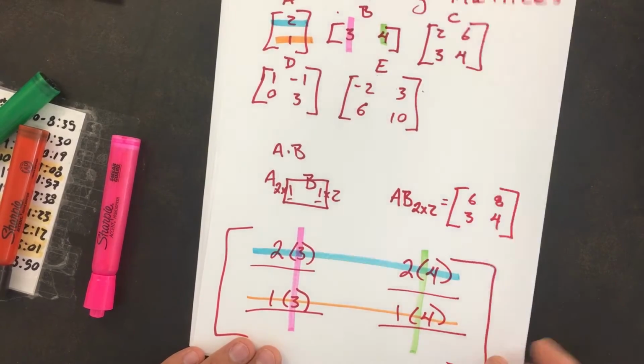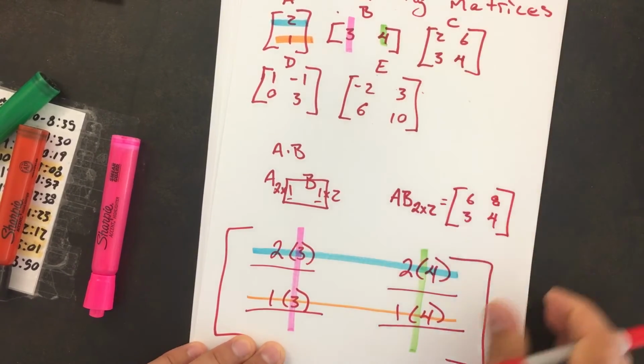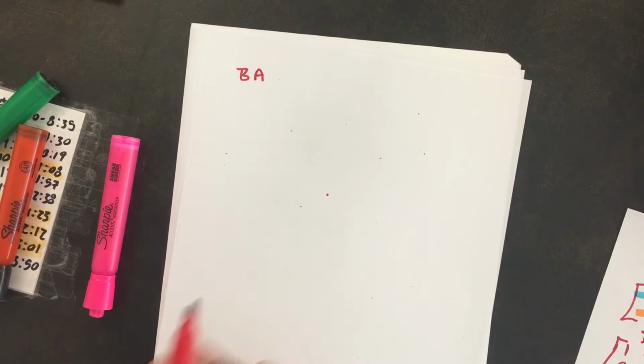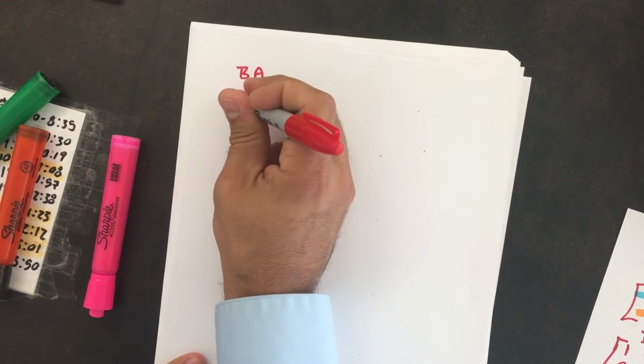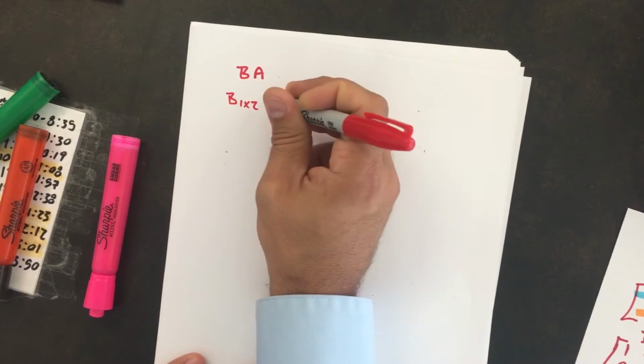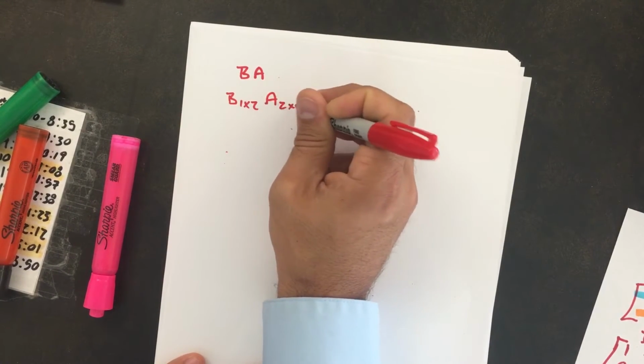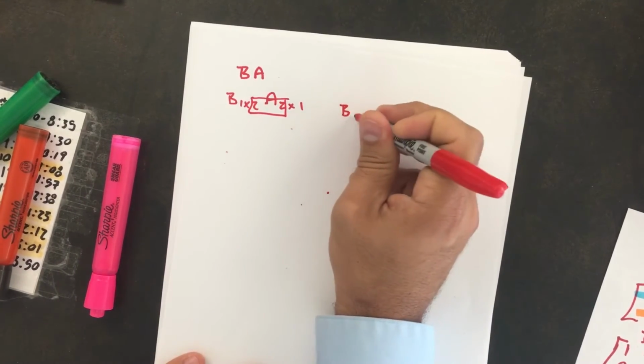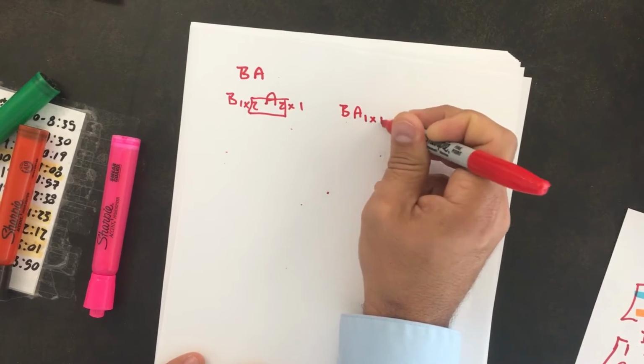I'm going to keep using these same matrices, okay? So hopefully you have them written down or something. I'm going to do B times A. Now I'm still going to name them to make sure I can do it. B is a 1 by 2 and A is a 2 by 1. These do match and my resulting matrix is going to be a 1 by 1.